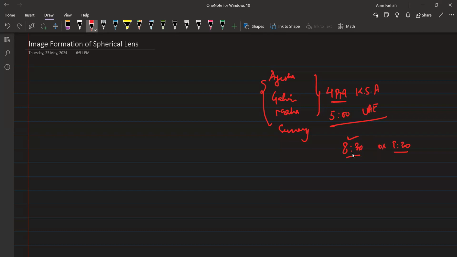Aisha, Galvin, Maha, and Sumayya, all of you are free. 8:30 means according to KSA time, that would be 6 p.m. KSA, and according to Dubai or UAE time, that would be 7 p.m. UAE time. All of you are free according to this.